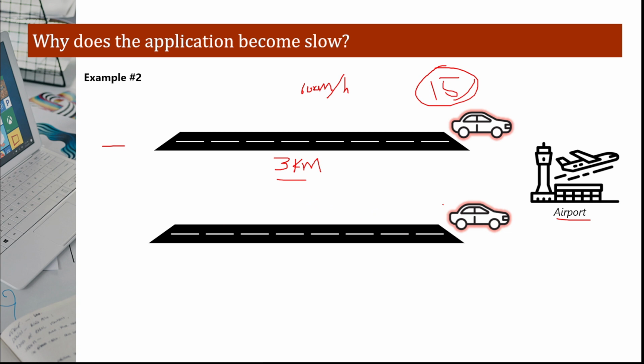So what is happening when there is a lot of traffic? Your speed will be reduced, right? You have to drive slowly, and that is going to take more than 15 minutes to reach the airport, isn't it? For sure it's going to take more than 15 minutes. So a lot of traffic is reducing your speed, and because of that it's going to take longer than usual, when the road is free, when the road is empty, right? So whenever there is a high amount of traffic on the road, your speed will be reduced.